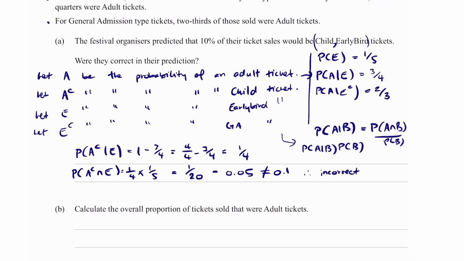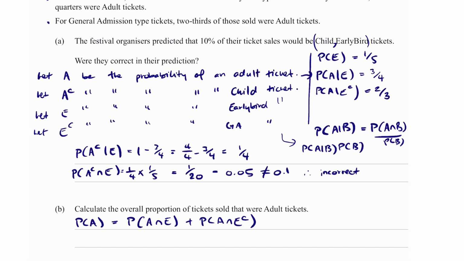Okay, part B. Calculate the overall proportion of tickets sold that were adult tickets. So we want to know what the probability of A is. Now, hopefully you might know that the probability of adults would have to be, in this situation, the probability of being an adult and having an early bird ticket, added with the probability of being an adult and having a general admission ticket. If you sum these probabilities together, you'd get the overall probability of A.